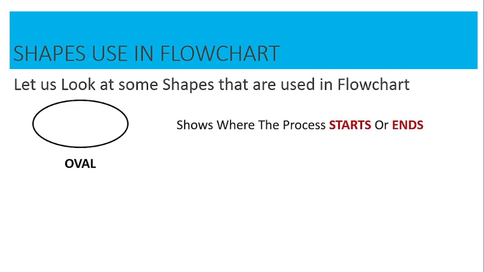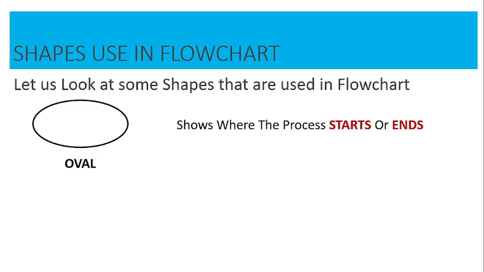Under algorithm, always step 1 is where the program starts, and the last step is where the program ends. Under flowchart, we represent where the program starts and ends using the oval. The oval shows where the process starts and where the process ends.